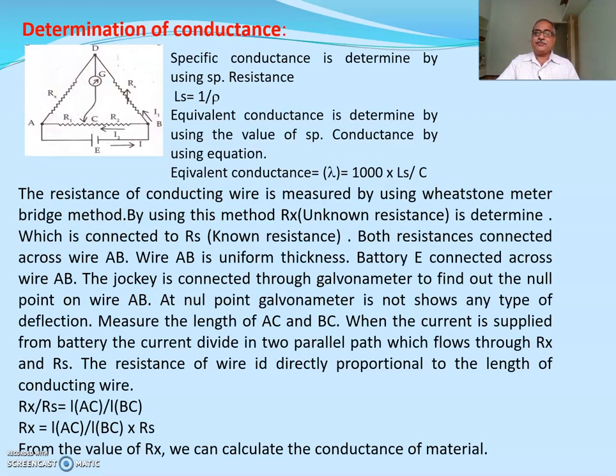Then, how to determine the conductance of a solid conducting material? The conductance is determined using the specific resistance, Ls equal to 1 upon rho. Then the equivalent conductance is determined from the specific conductance using the equation lambda equal to 1000 into Ls divided by C, where C is the concentration of the electrolytic solution.